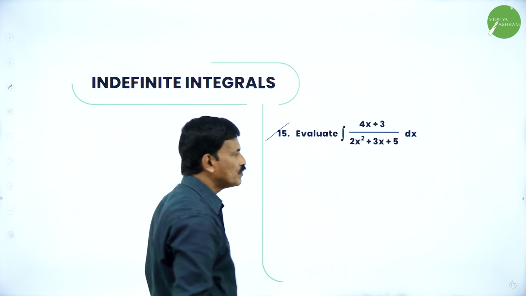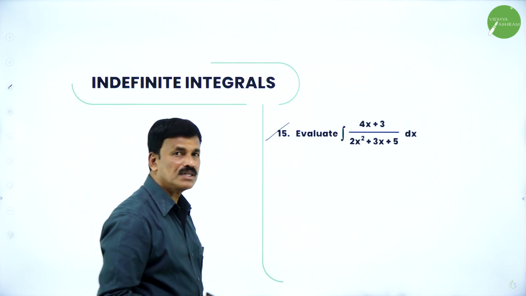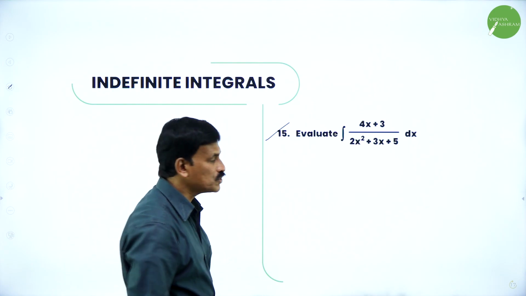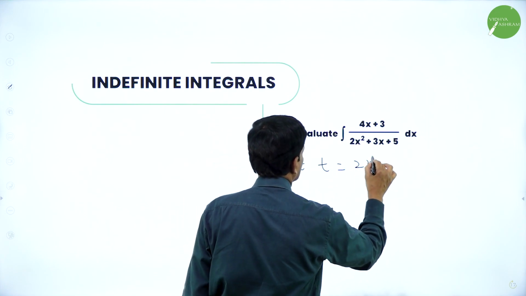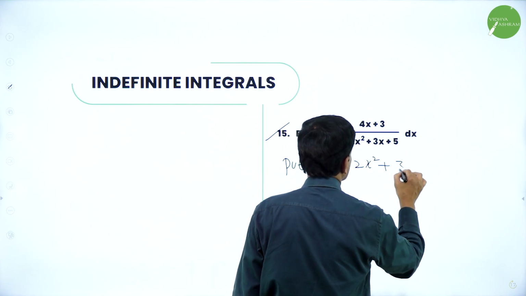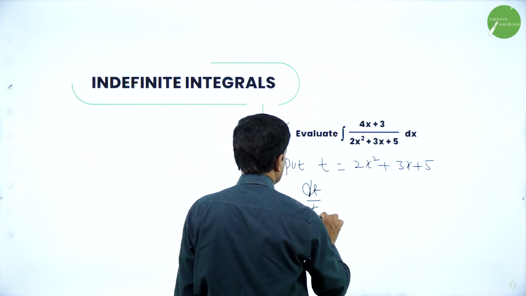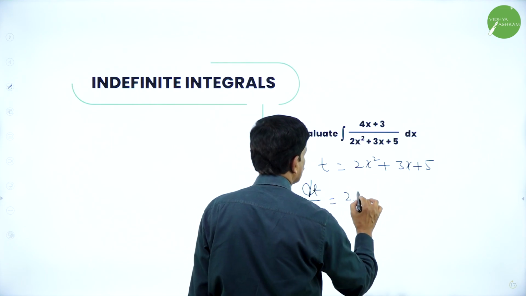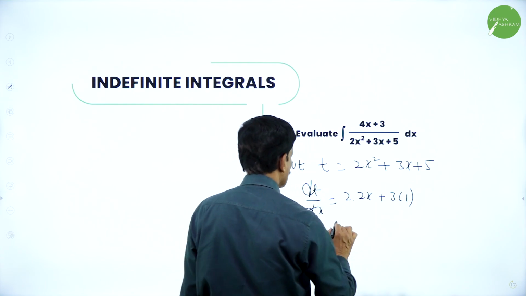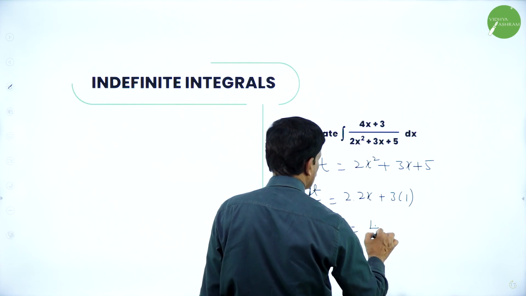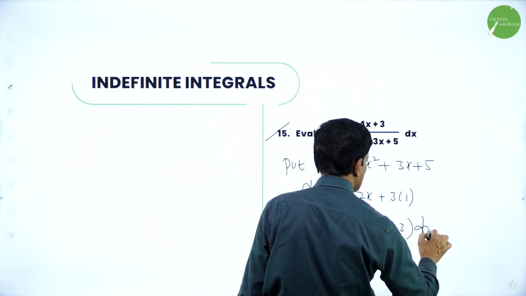Evaluate the integral of 4x plus 3 divided by 2x square plus 3x plus 5. So, this can be done by the method of substitution. What is the substitution we are going to take? Put t is equal to the denominator, 2x square plus 3x plus 5. Differentiate it. dt by dx is equal to 2 into differentiation of x square is 2x, plus 3 into differentiation of x is 1. So, therefore, dt is equal to 2 into 2 is 4x plus 3 into 1 is 3, 4x plus 3 into dx.